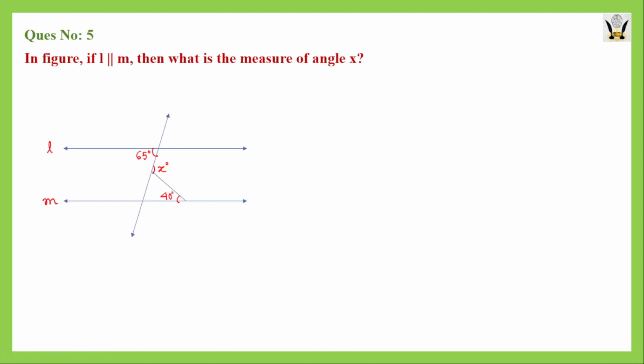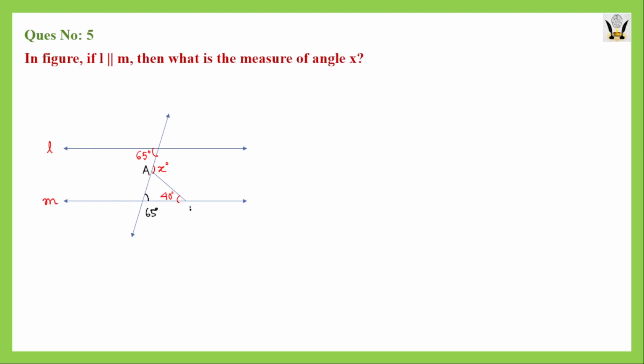Now the next one. Here in this figure it is given that L is parallel to M. Then what is the measure of angle X? Since L and M are parallel to each other and this is the transversal, and this angle is given as 65 degrees, this angle will also be 65 degrees, as these two are alternate angles with respect to the two parallel lines. So if this is 65 degrees, again this is a triangle.